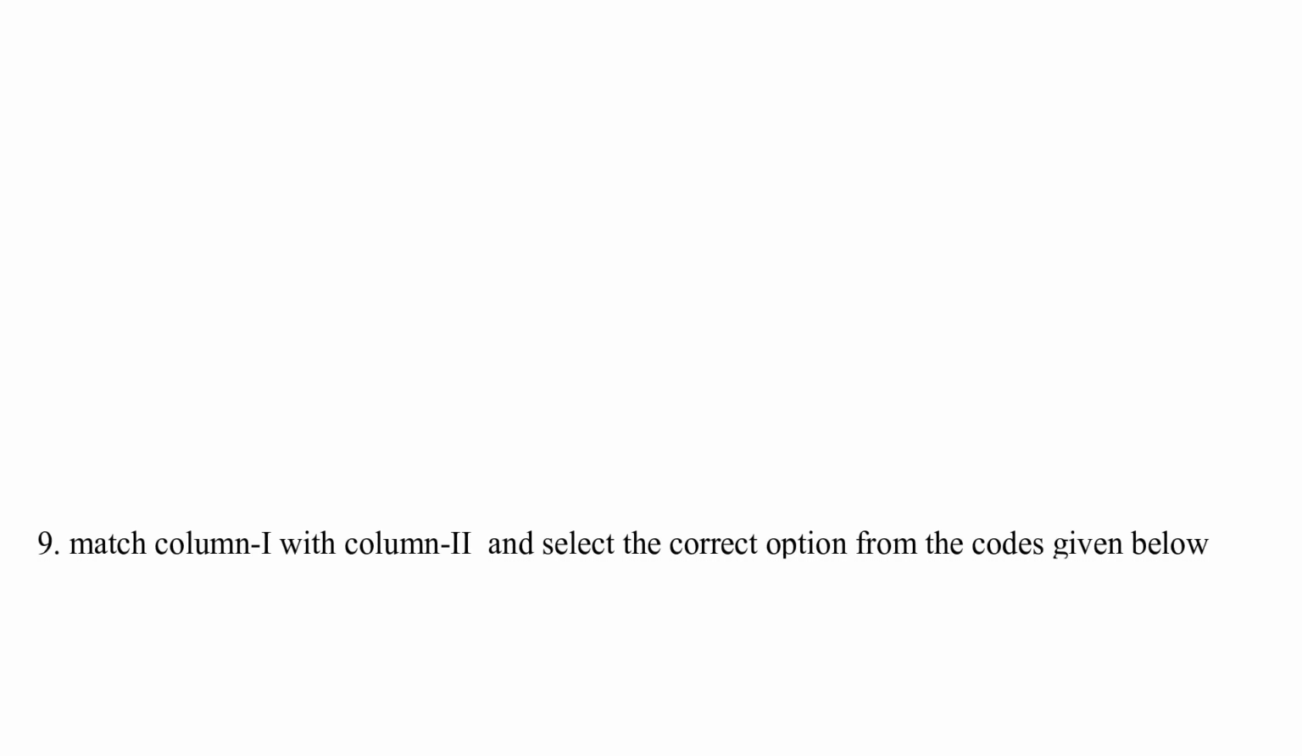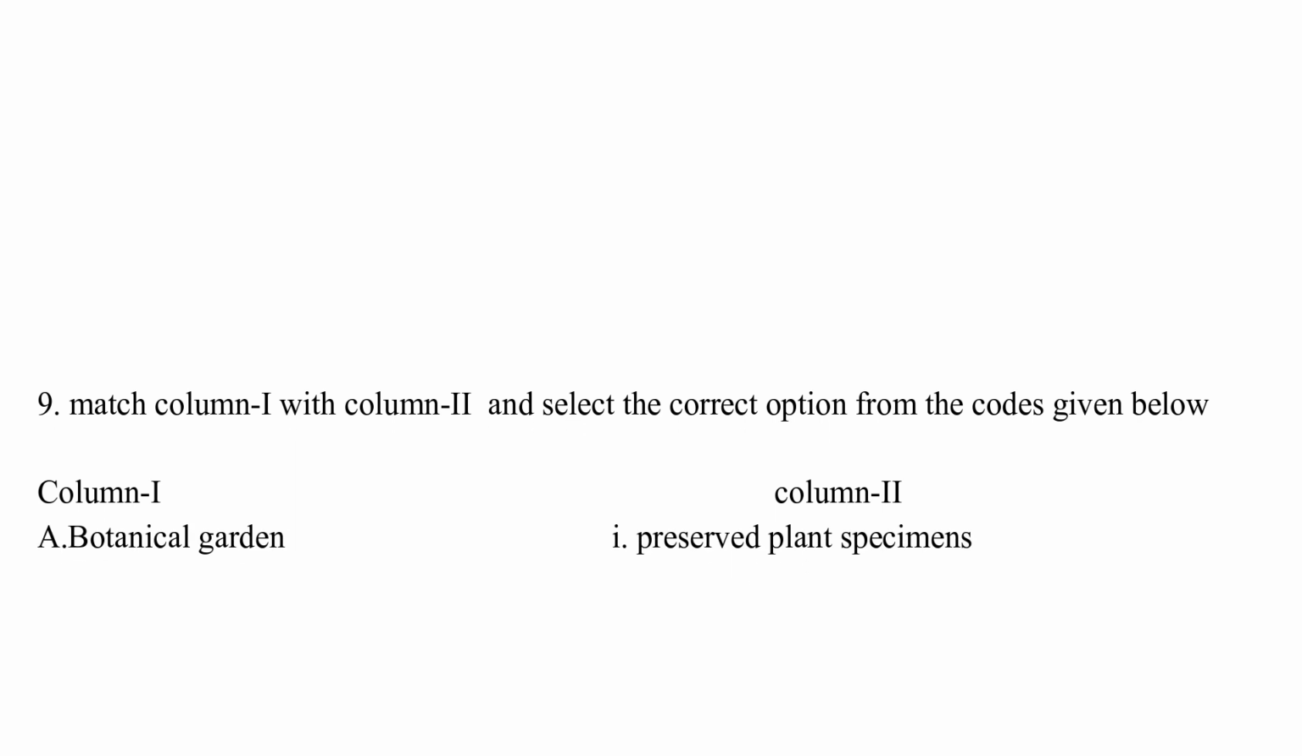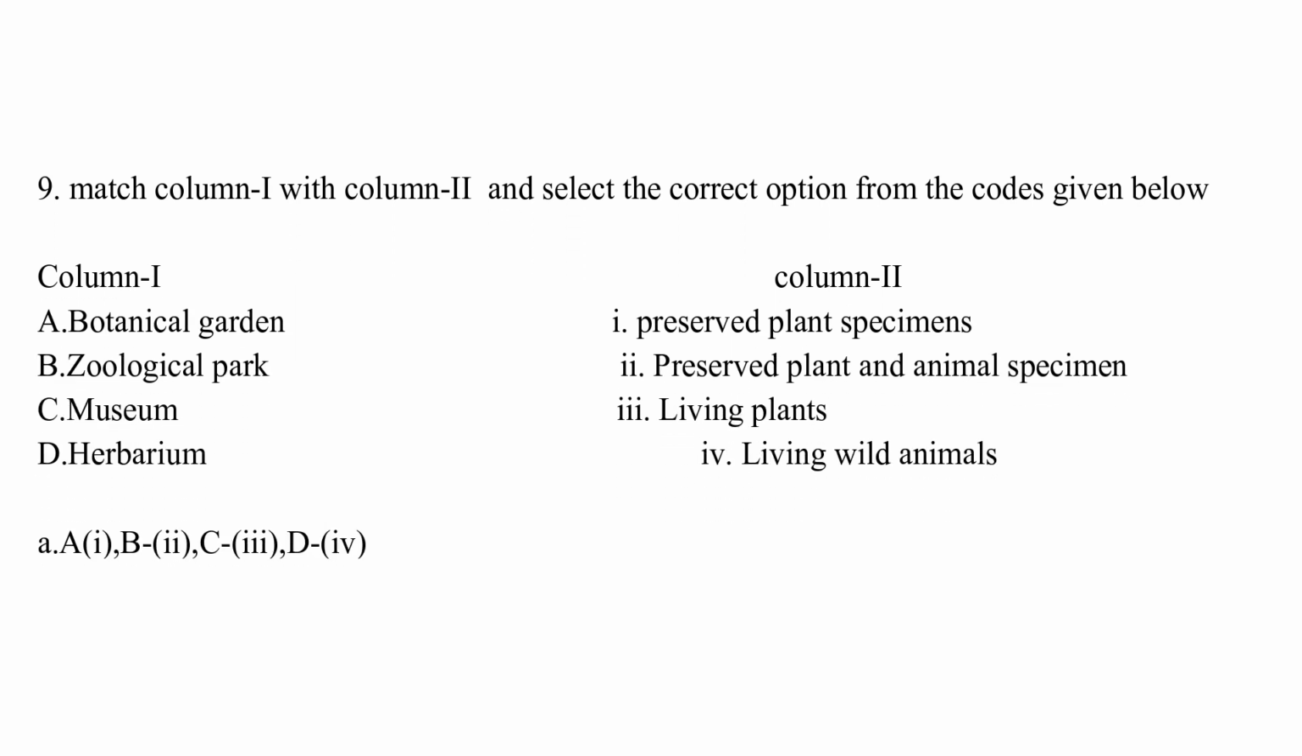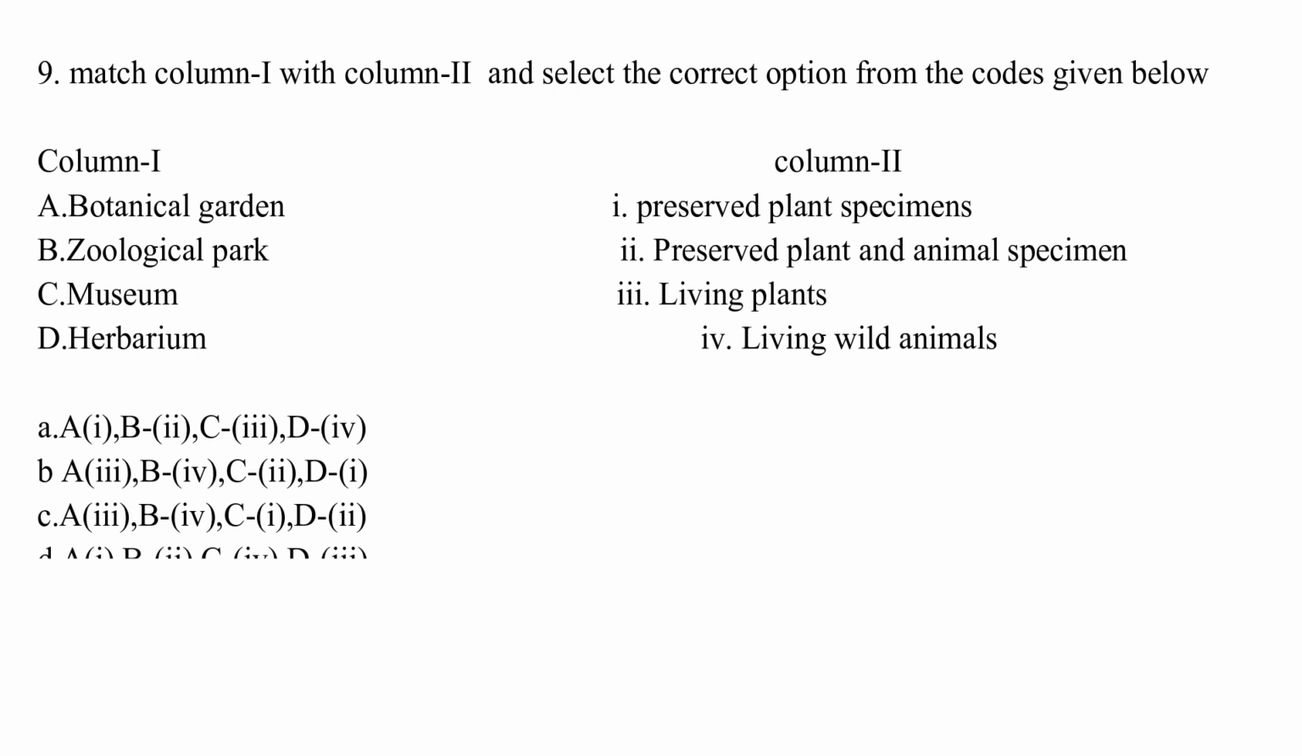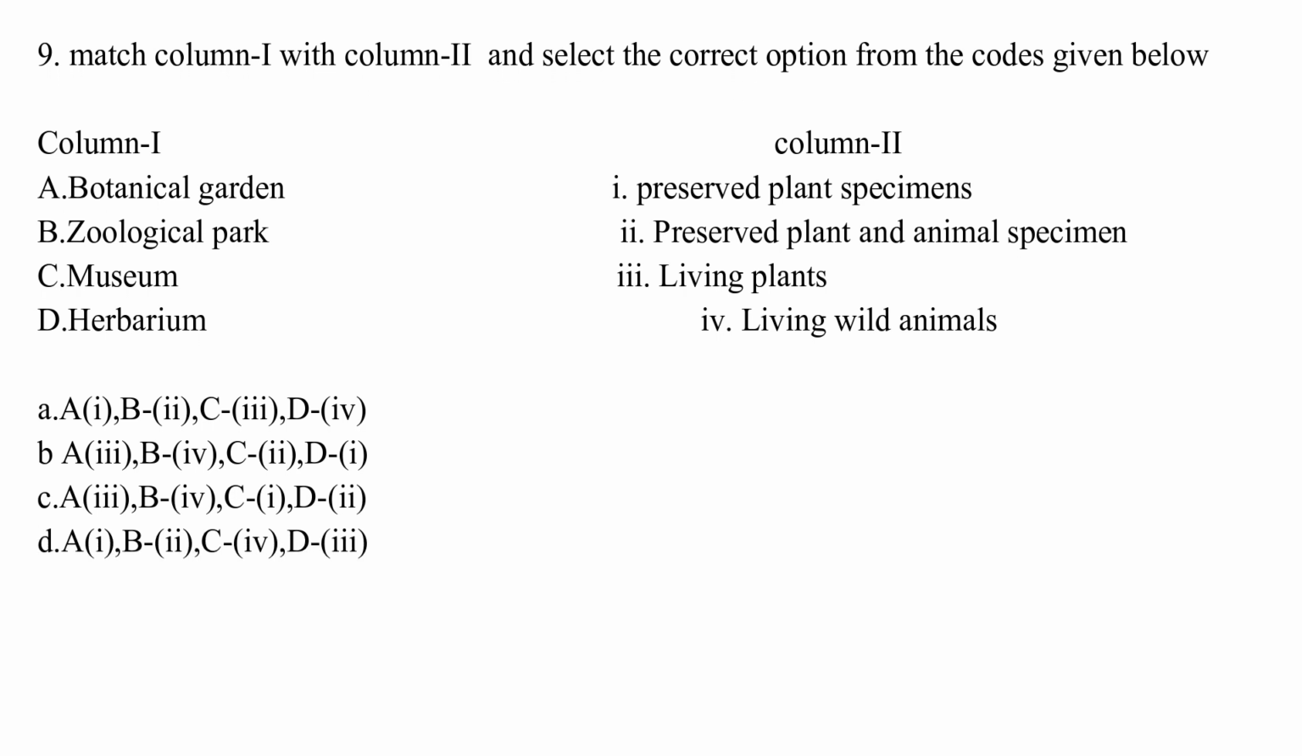Match column I with column II and select the correct option from the codes given below. Column I: Botanical Garden, Zoological Park, Museum, Herbarium. Column II: preserved plant specimens, preserved plant and animal specimens, living plants, living wild animals. The correct answer is option B, which is Botanical Garden for living plants, zoological park for living wild animals, museum for preserved plant and animal specimens, herbarium for preserved plant specimens.